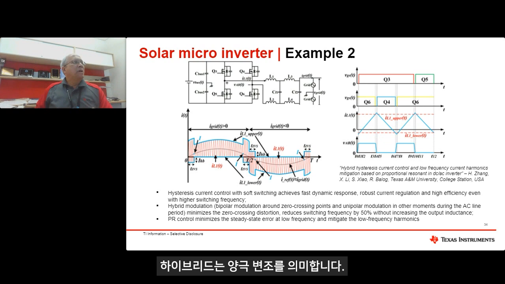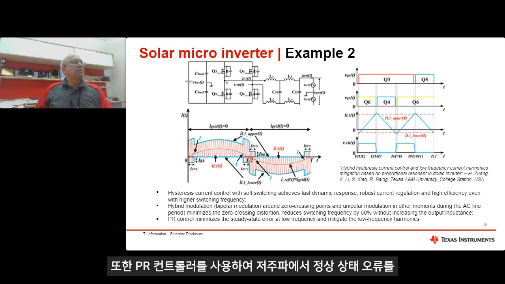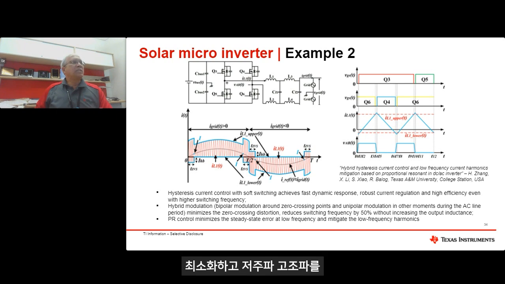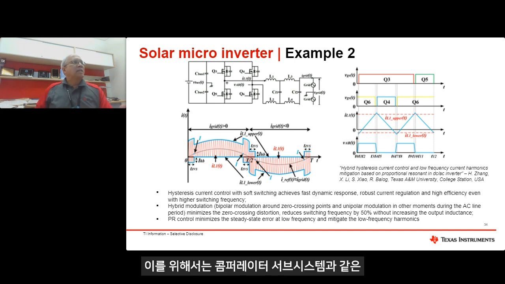By hybrid, I mean bipolar modulation around the zero crossing to minimize the zero cross distortion, and unipolar modulation in the other part of the waveform, as you can see, to reduce the switching frequency without increasing the output inductance. And they also use a PR controller to minimize the steady state error at low frequency and mitigate the low frequency harmonics. So this also requires on-chip analog modules like comparator subsystems.